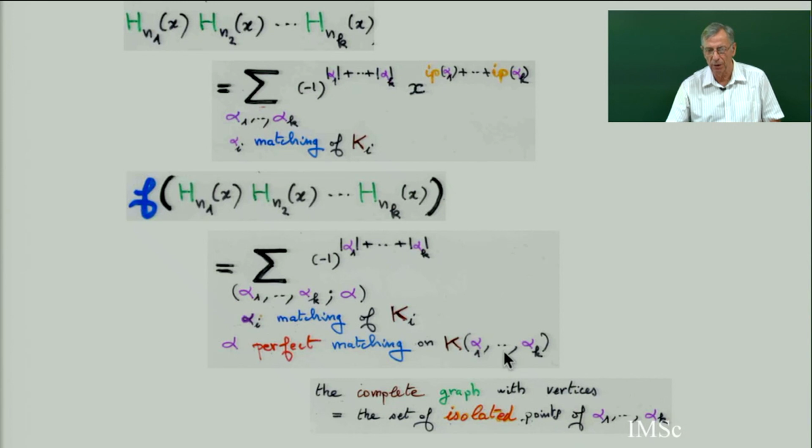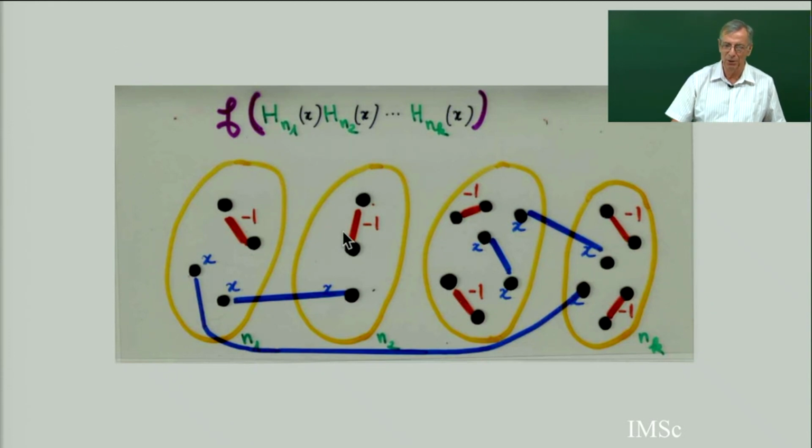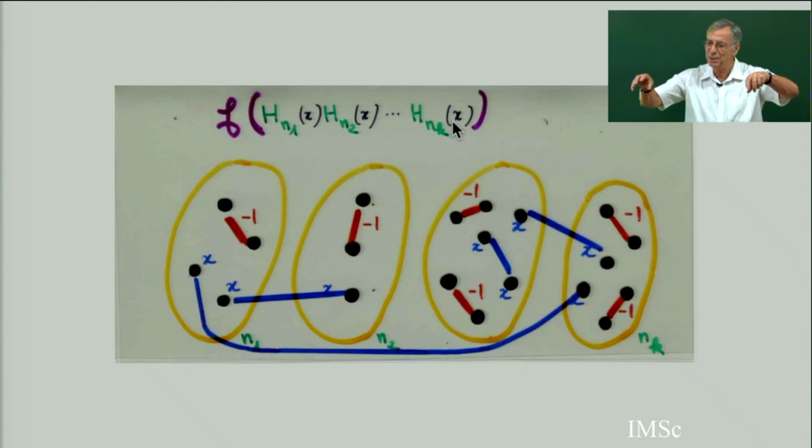So you are taking the complete graph. This graph is a complete graph. The vertices are the set of isolated points you get once you get the choice of alpha 1, alpha 2, alpha k. So it's good to have a visualization of this. This is the visualization. See f of this product of Hermite. In red, minus 1, I have the choice for each complete graph of a matching, which gives me the Hermite. What remains is x, and f is acting only on x to the power of the number of these isolated points.